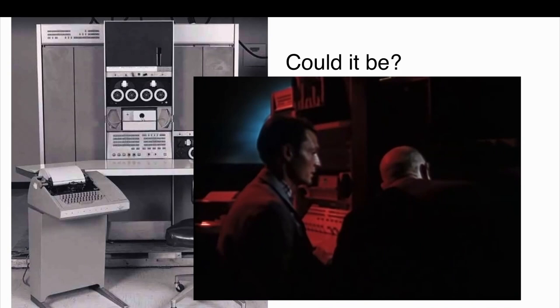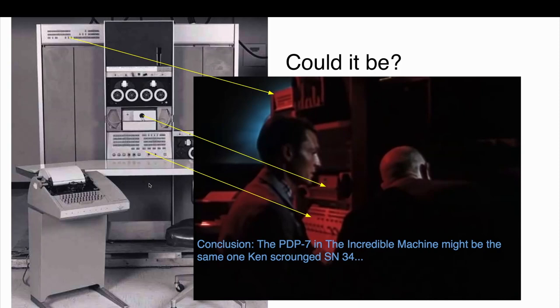And remember this, the show that I showed, this is a screen grab from the video, The Incredible Machine. And if you look, you can see the control panel and the paper tape and the other status register lights that were on a PDP-7. So since this was made at Bell Labs, this could be the machine that ultimately Ken was able to scrounge and use as the thing. Or maybe not. There's a second one it could be, and I haven't done the detailed analysis to know if I'm right or just half right.